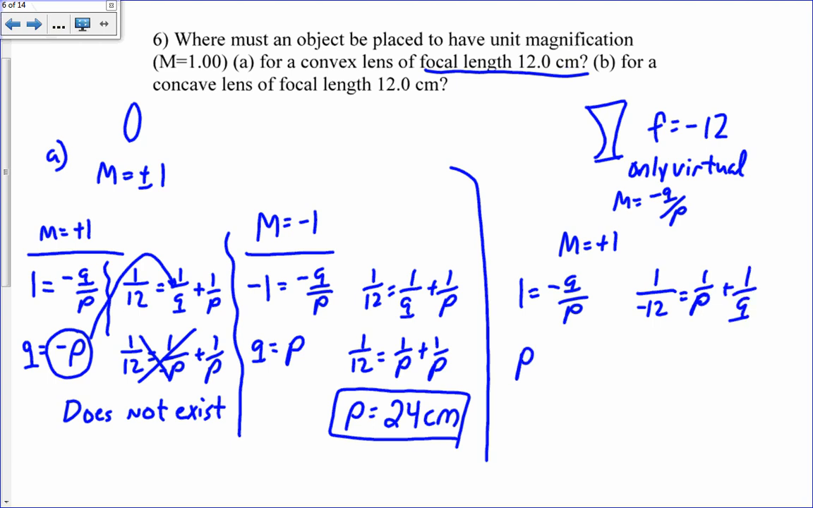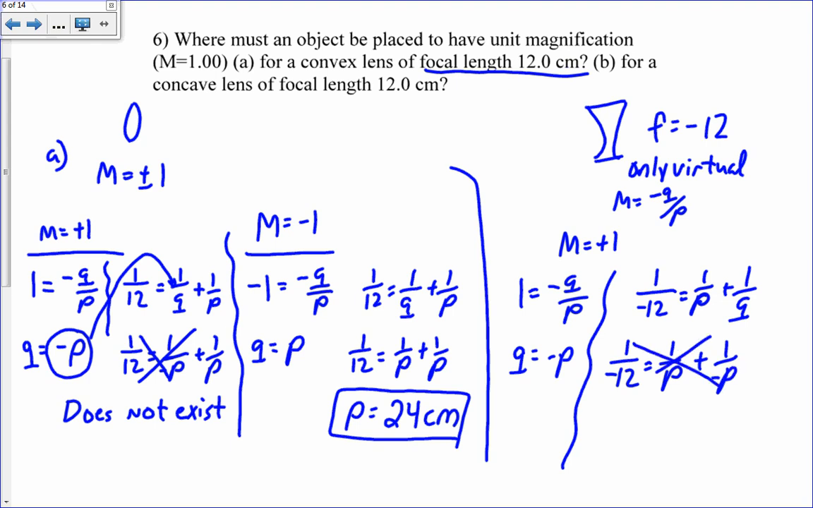Here I say q is equal to negative p. And I substitute that in for q. So I get 1 over negative 12 equals 1 over p plus 1 over negative p. But look, the right-hand side goes to 0, so that's not a true statement. So this also does not exist. You can't have a concave lens with a magnification of +1.